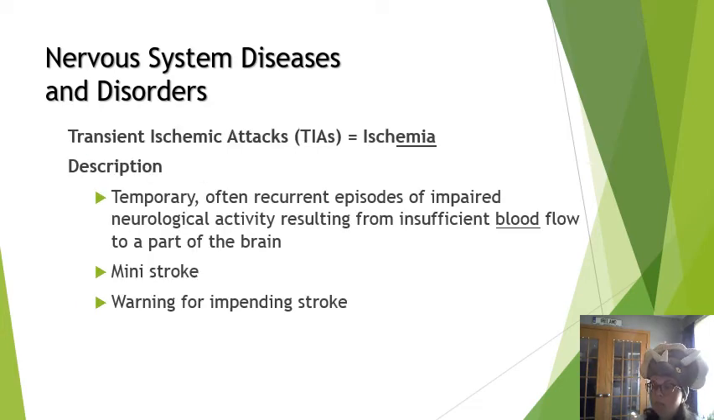Here's another disease to briefly discuss. It's TIA, transient ischemic attack, kind of relates to the stroke. Most commonly it's referred to as ischemia. This is that medical terminology clue. So you see emia, so you know that blood's involved. Ischemia is that temporary and often recurrent episodes of impaired neurological activity resulting from insufficient blood flow to part of the brain. It's like a mini stroke. This is for sure a warning that a larger stroke may be coming though, which we did cover just a few slides ago.